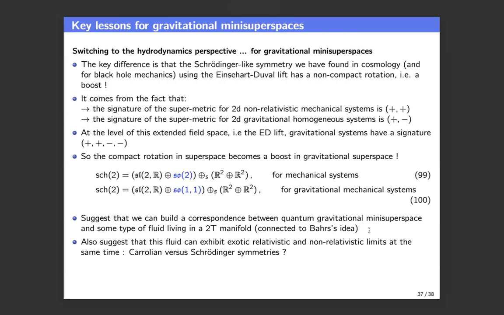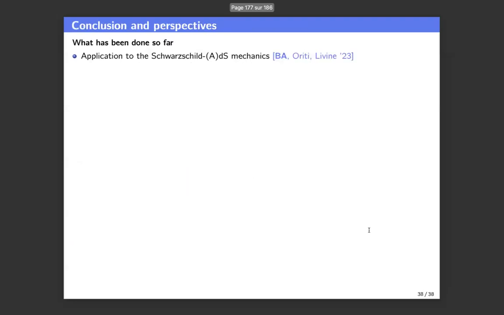And this suggests that this fluid can exhibit exotic relativistic and non-relativistic limits, so ultra-relativistic and non-relativistic limits at the same time. So typically, the question is whether it can have some Carrollian versus Schrodinger symmetry at the same time, playing with the existence of this two-time. And this would give something highly exotic to understand. So this still needs to be clarified, and we are working on this.